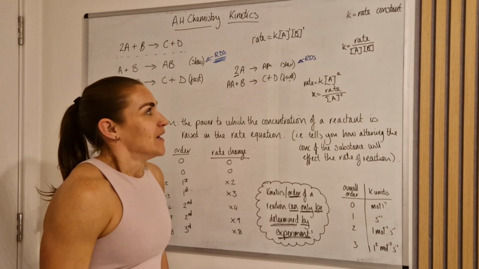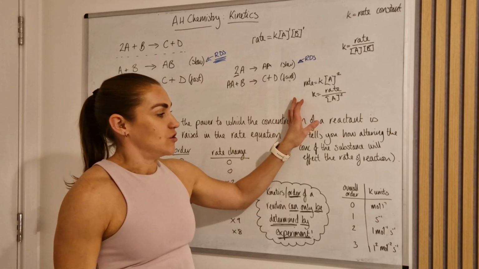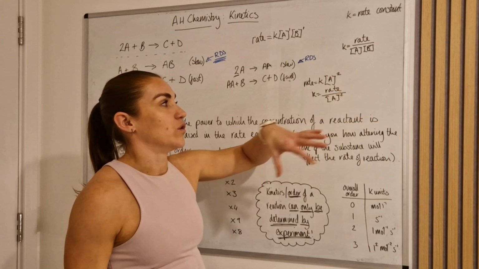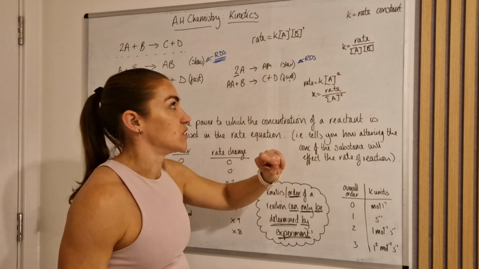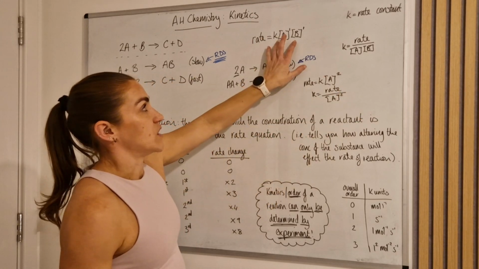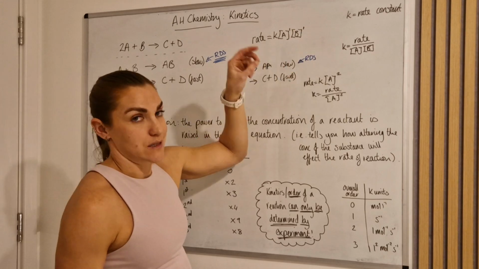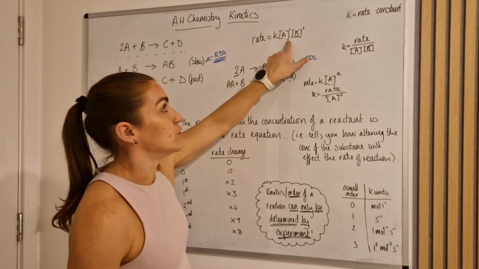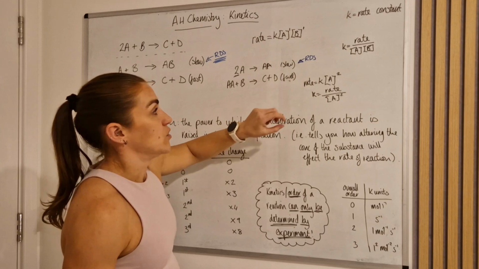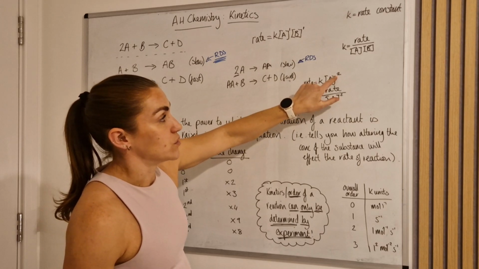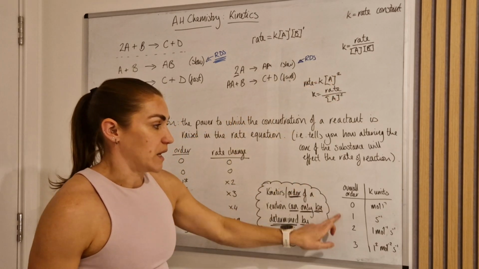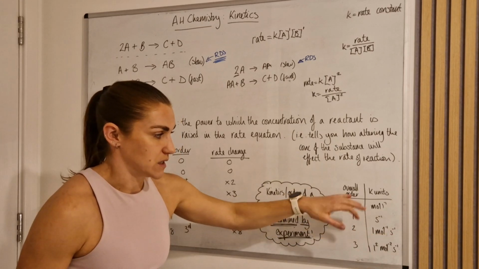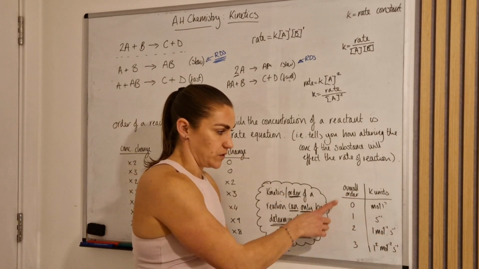So in these questions, you'll also be asked to write the units for K. Now these are dependent on what the overall order of the reaction is. So the overall order is essentially all the powers added up. So the overall order of this reaction would be 2, because 1 plus 1. The overall order of this reaction would also be 2, which means that our units for K would be litres per mole per second. So you can memorise this table if you like for the units.